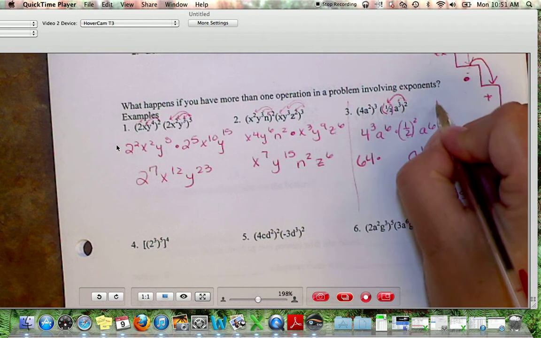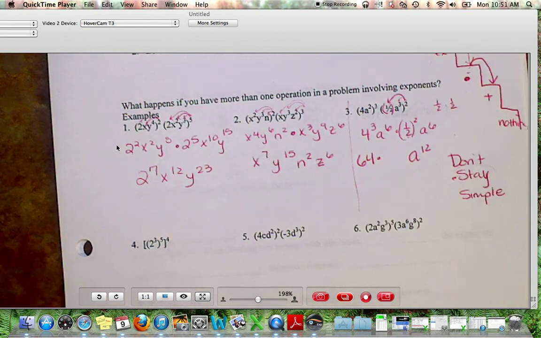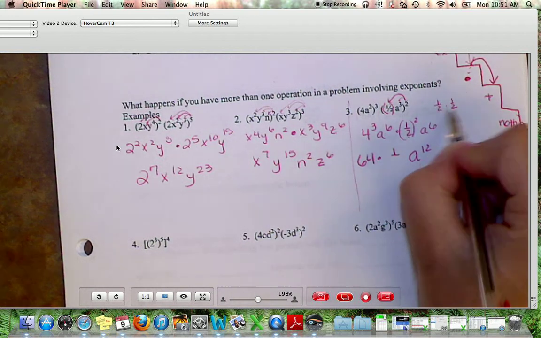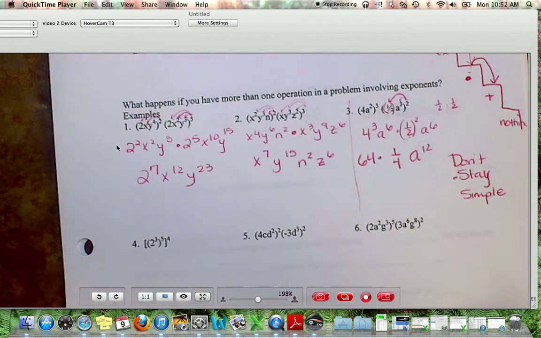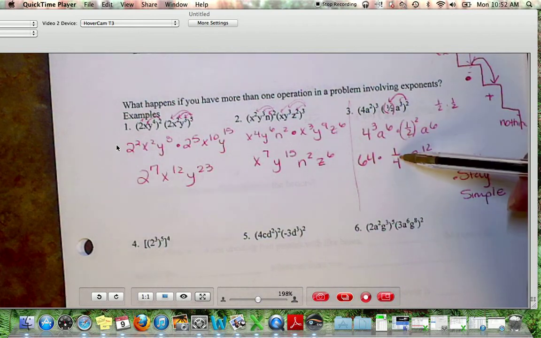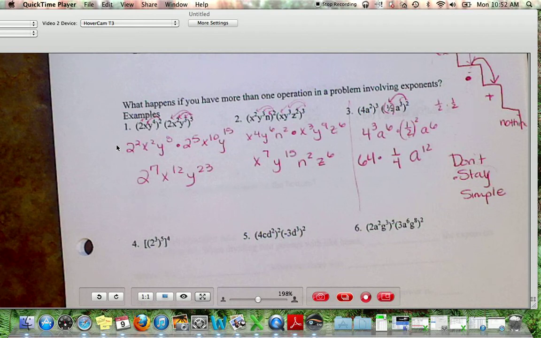And then I need to figure out 1/2 to the 2nd power. So really remember that's just 1/2 times 1/2. We multiply across the top, we get 1. And multiply across the bottom, 2 times 2 gives us 4. So this is what we have. 4 to the 3rd gives us 64. 1/2 squared gives us 1/4. We're not allowed to put 2 coefficients in a final answer.